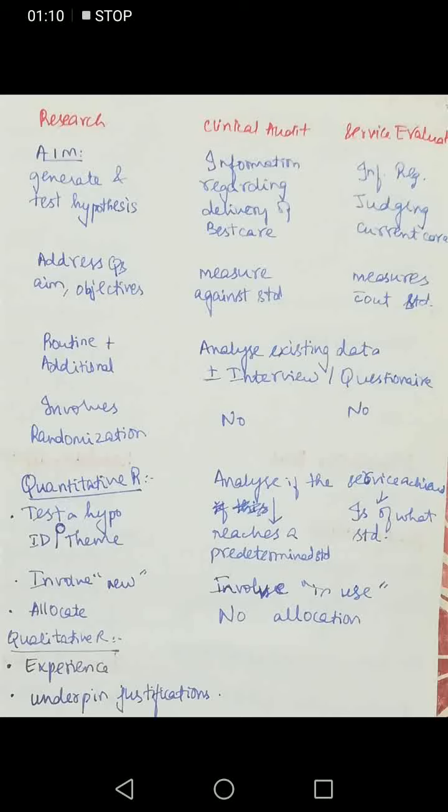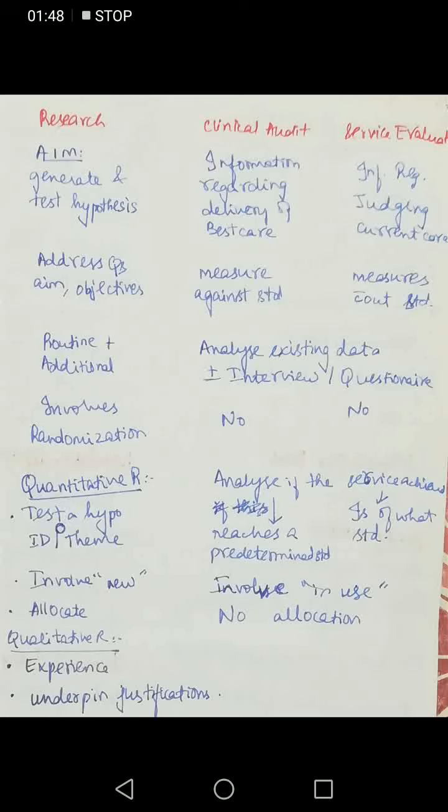Clinical audit and service evaluation involve analyzing existing data. Existing data can be supplemented with some interviews and questionnaires too, which are very easy to get from the patients. Research involves randomization, whereas clinical audit and service evaluation do not require randomization because it's not technically research. In quantitative research, we want to test a hypothesis, identify a theme, and then test the hypothesis. Whereas in clinical audit and service evaluation, we analyze whether the service is achieving its aim.